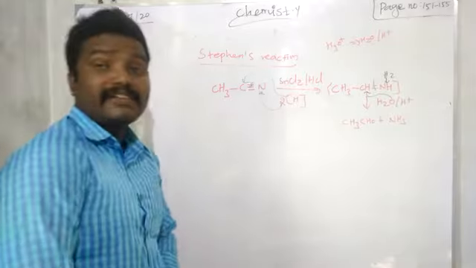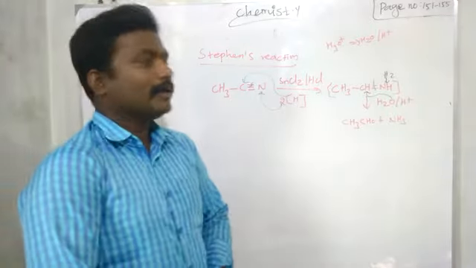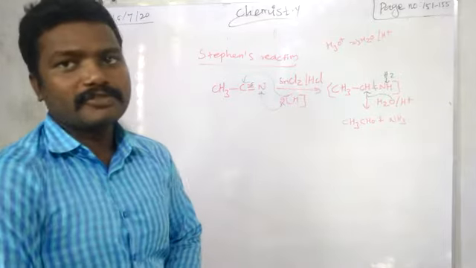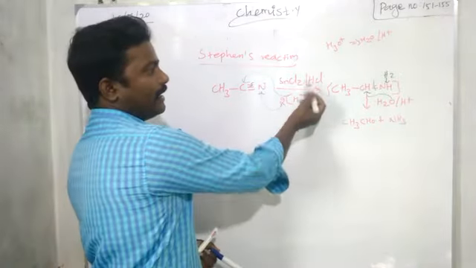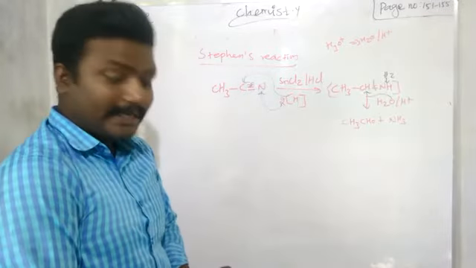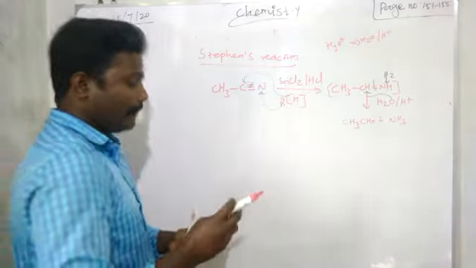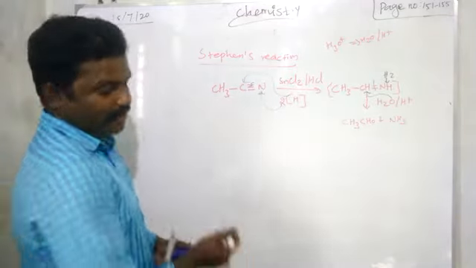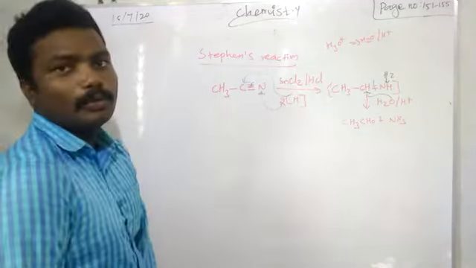See, the same Stephen reaction is given in the old book. In that we have to bring ammonium chloride, NH4Cl. Here we have taken the Cl also, and that will add with NH3. So we can get NH4Cl as ammonium chloride. Then the next reaction, selective reduction.